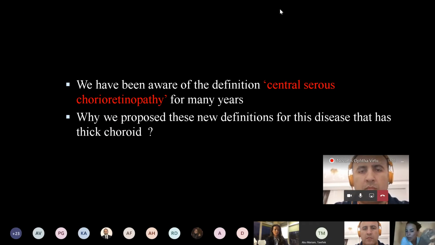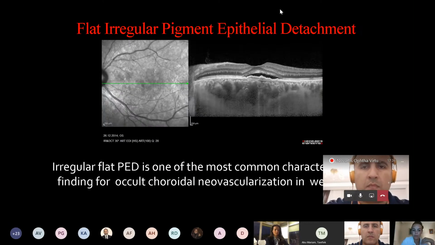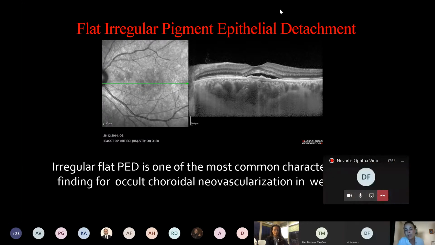Why did we propose this new definition for this disease that has thick choroid? Why did retinal physicians notice new cases, different from central serous cases, and define them as pachychoroid neovasculopathy? I think this is the big question at the beginning. As we all know, since the advent of excellent imaging techniques with good resolution, people noticed that there are many abnormalities over these thick choroid or pachy vessels. One of them is, for example, RPE abnormalities on this area.